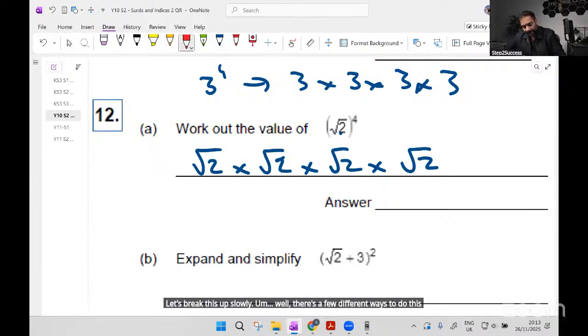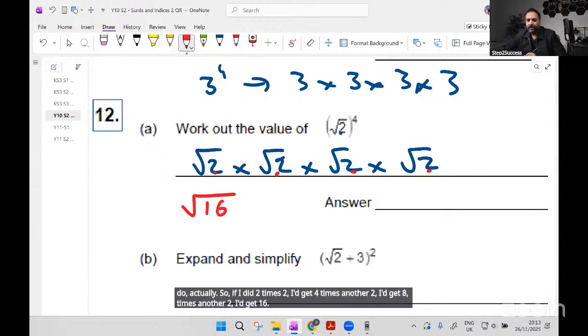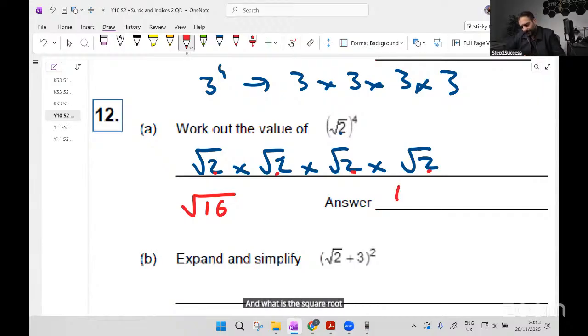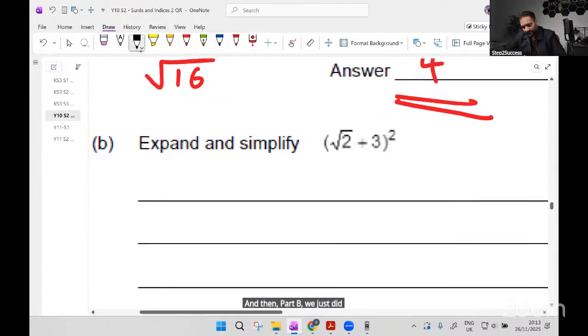You could actually just multiply all of these 2's together. So, let's do that actually. If I did 2 times 2, I'd get 4, times another 2, I'd get 8, times another 2, I'd get 16. And what is the square root of 16? 4 is the answer to this question. And then part B, we just did an expand question, but we'll do this one as well.